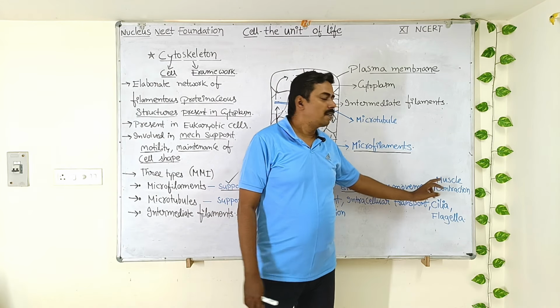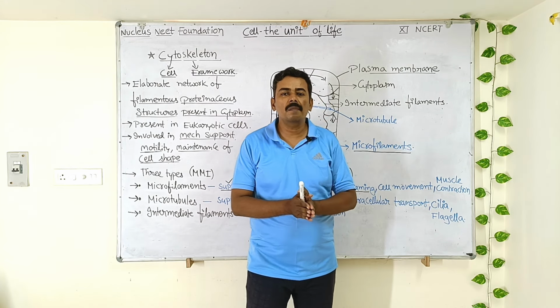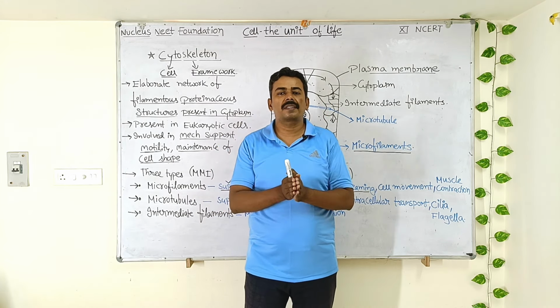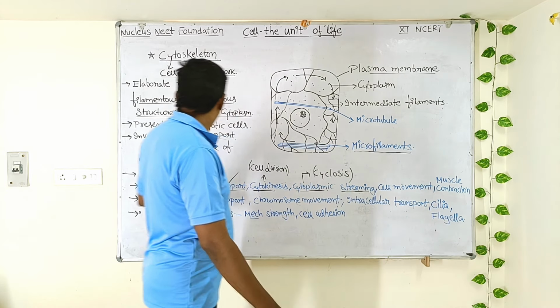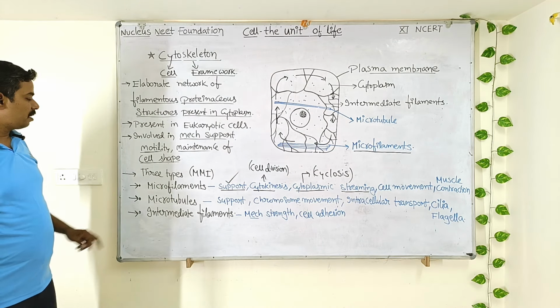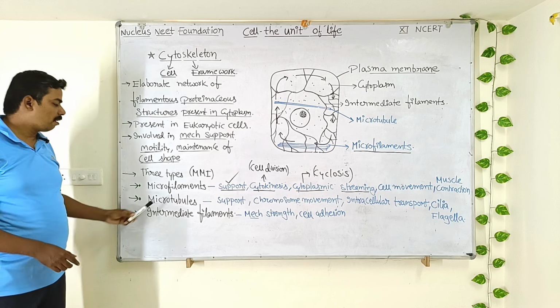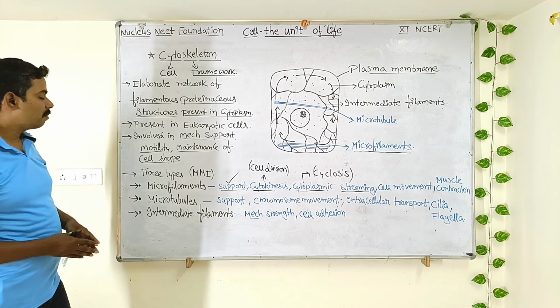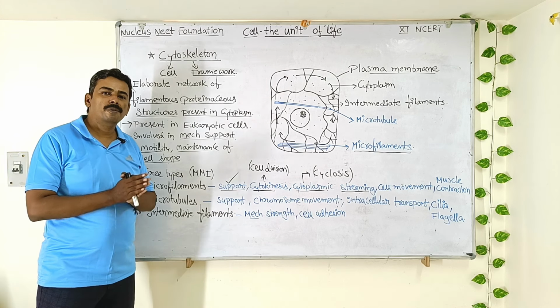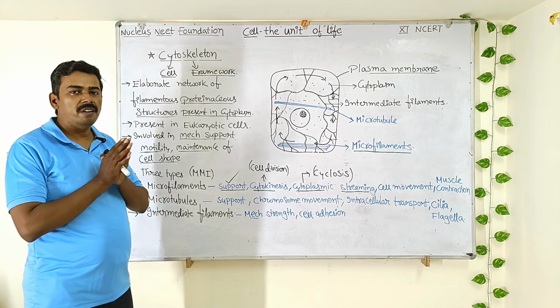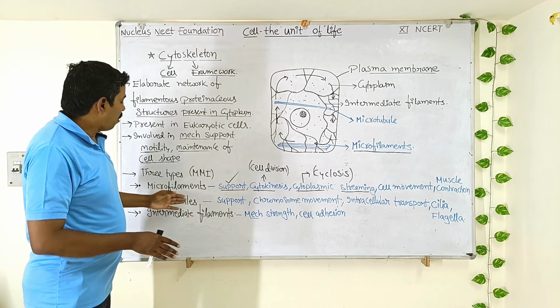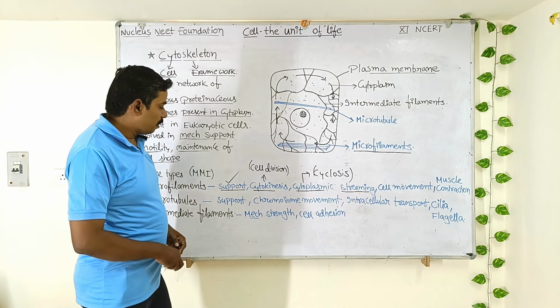Microfilaments also take part in muscle contraction. They help the muscle cells to contract. Okay, so this is about microfilaments. Next is microtubules. Microtubules are also made up of a protein called tubulin. Their function is providing support to the cell.